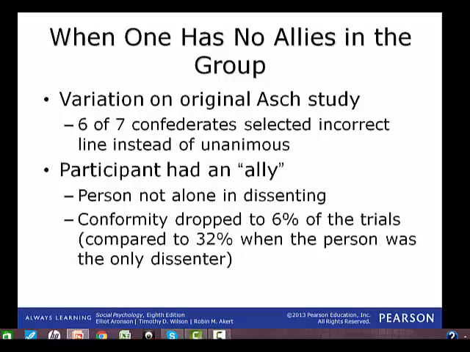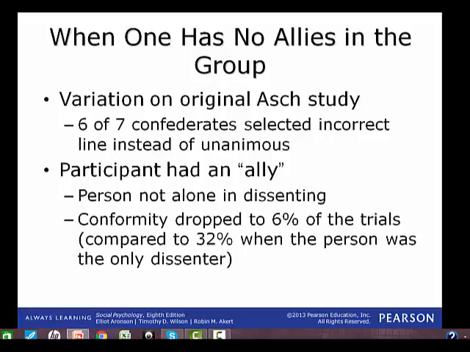So what happens, though, if you have an ally in the group? It says, a variation on the original Asch study, 6 of the 7 Confederates selected the incorrect line instead of unanimous. So what happened here was they replicated the Asch line study that we talked about, and they had 6 Confederates give the wrong answer, but they had 1 Confederate give the right answer. So in this situation, you had an ally.